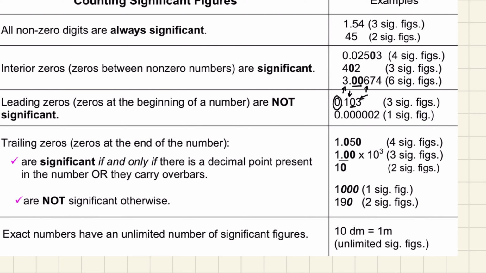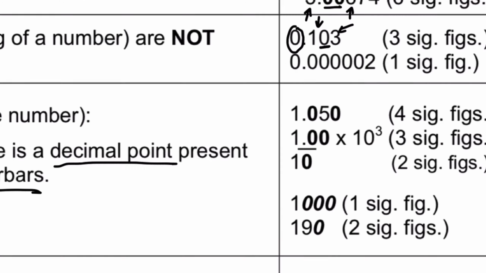Okay, we're almost done. The fourth one is that trailing zeros, or zeros at the end of the number, are only significant if there's a decimal point present or if they carry overbars. So if there's a decimal point or if there's overbars, trailing zeros at the end are significant. However, if none of these conditions are present, we cannot count a trailing zero. And we see that here.